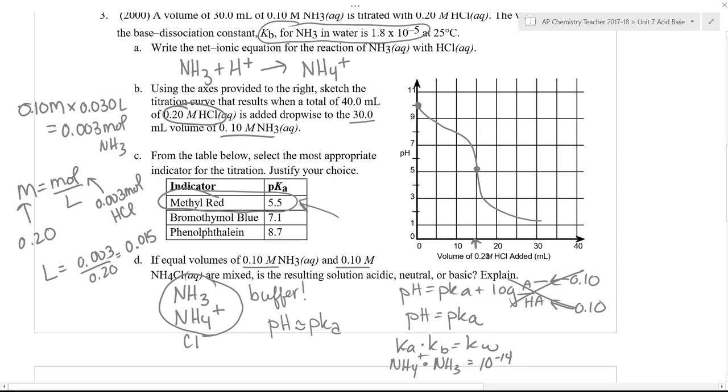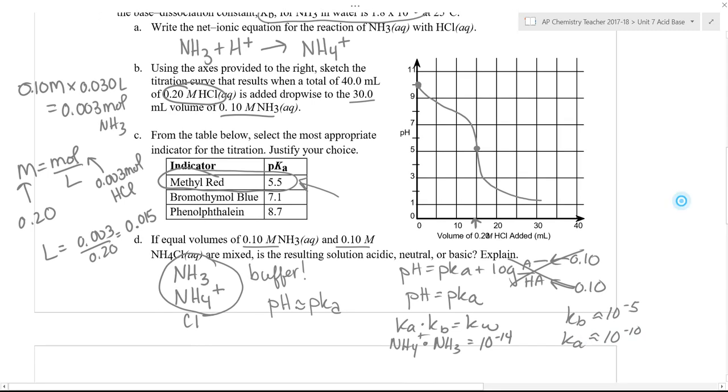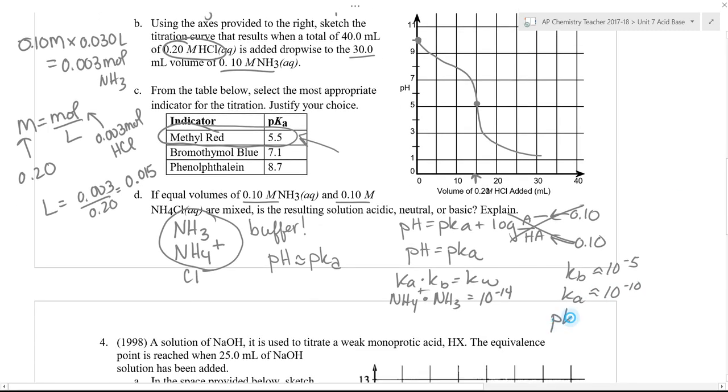And again, we don't have to be specific, so you don't actually have to find the exact number. You could even just kind of eyeball it. We should be noticing that the Ka and Kb exponents tend to add up to 15. So if Kb is around 10 to the negative 5th, I can just eyeball this and say, oh, the Ka is going to be around 10 to the negative 10th. We don't need to know exactly what it is. We just need to know if it's acidic or basic. And then I should be able to estimate what the pKa is based on this number right here.